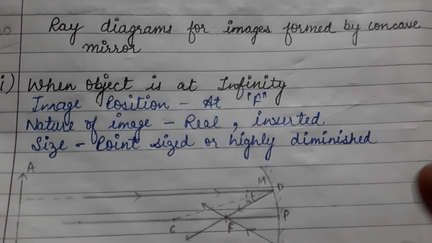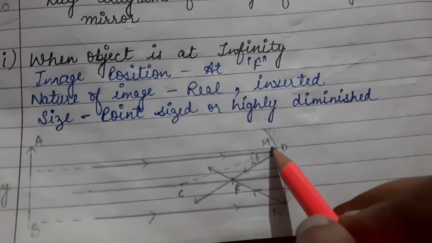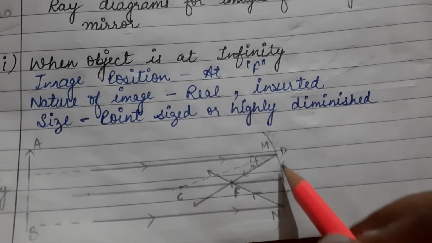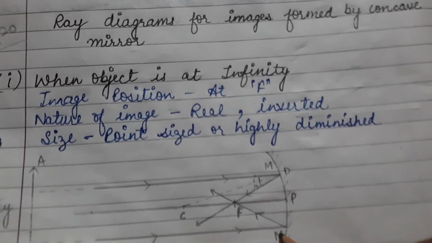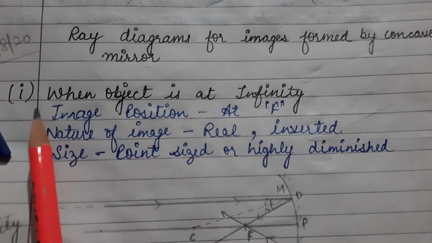The concave mirror has a cave inside it. It means it is something like this. It has a cave inside it, that's why we call it a concave mirror. This is its representation.